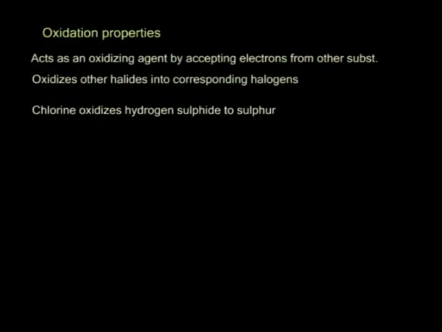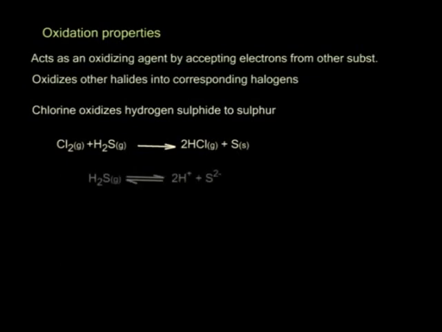Again, when a gas jar of hydrogen sulfide is inverted over a jar of chlorine, a yellow deposit of sulfur and steamy fumes of hydrogen chloride are seen. Here, chlorine is reduced to hydrogen chloride and hydrogen sulfide is oxidized to elemental sulfur. The reaction can be represented by the following equations.